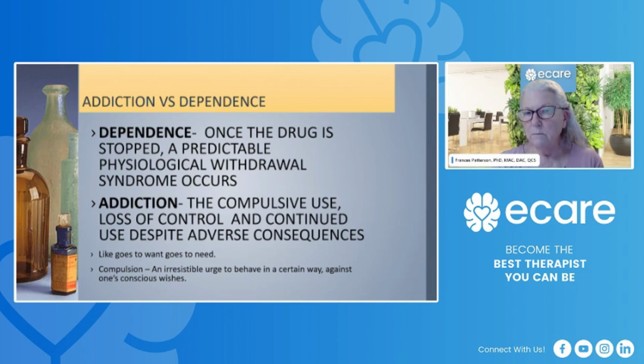withdrawal symptoms. So with certain drugs, like heavy alcohol use, if there's a physical dependence, they're going to have some heavy withdrawal symptoms. We know that from opioids. If someone's been taking them for a period of time, there are predictable withdrawal symptoms depending on how much they've been using.